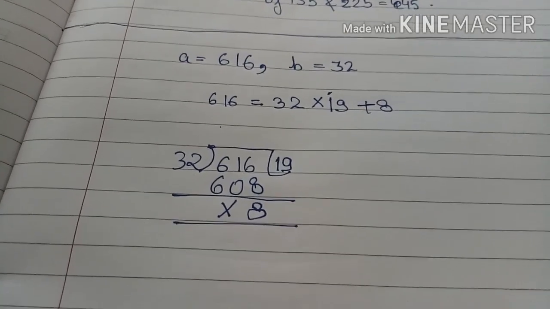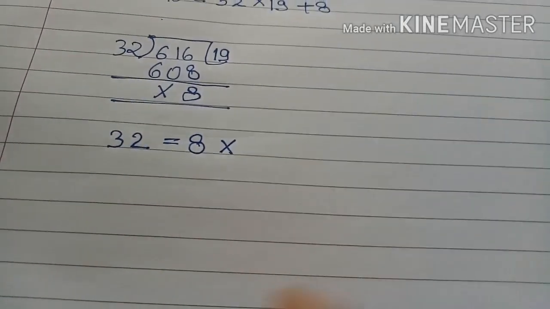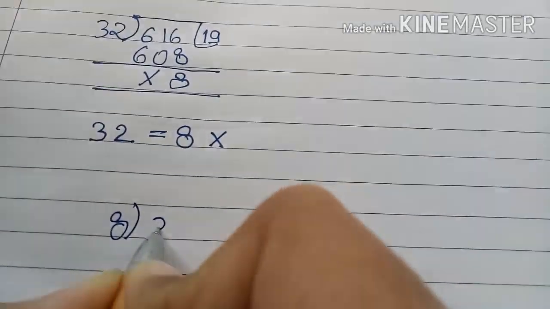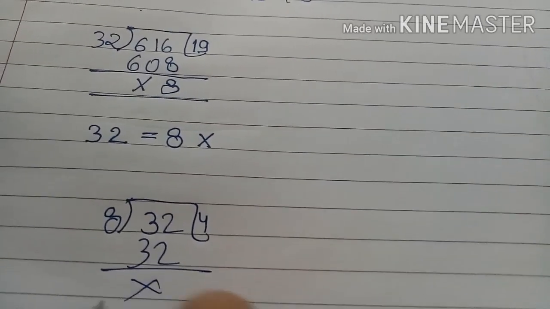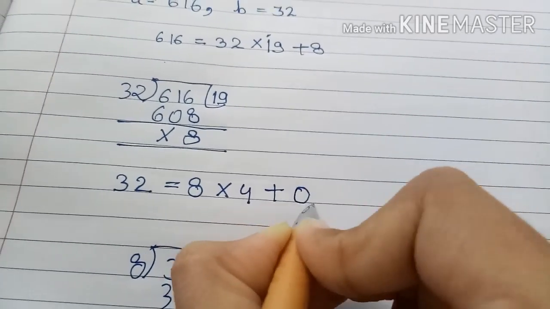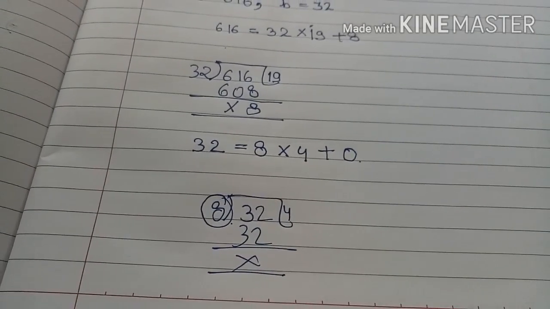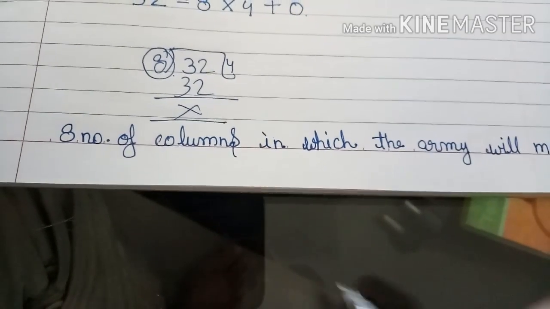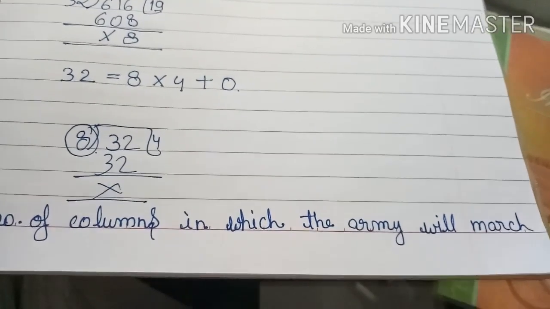Now we should go on with the second step. As we could see in the second step, that would be very easy for us, but we should write these steps. That is 8 4s are 32 and it got cancelled. So we could say 4 is the value of Q and remainder is 0. Here 8 is the number which is completely dividing these two, means 8 is the HCF. So friends, there would be 8 numbers of column in which the army will march.